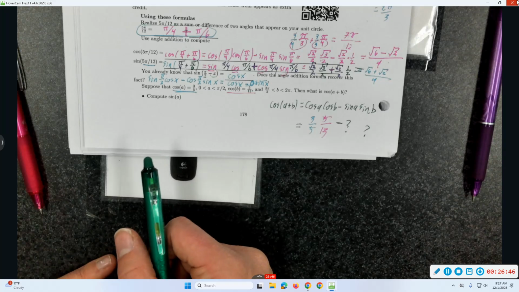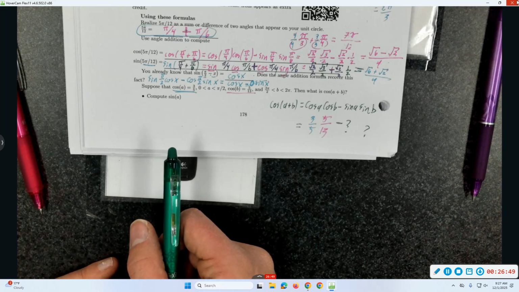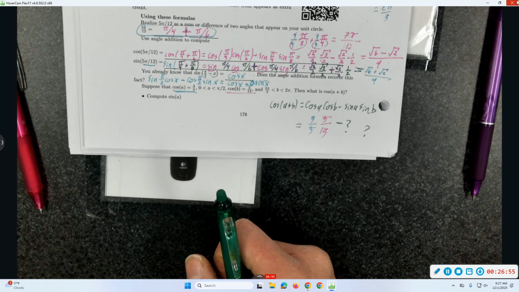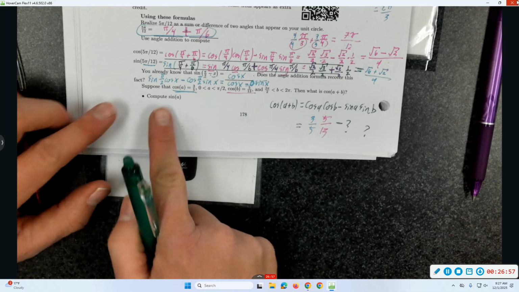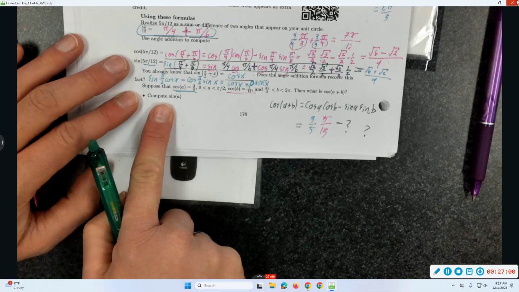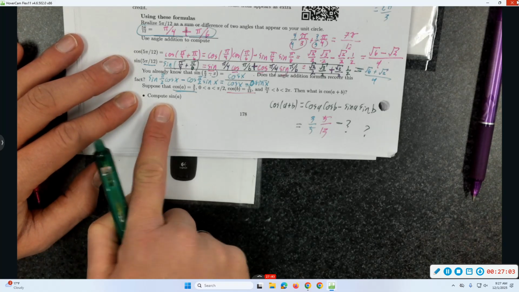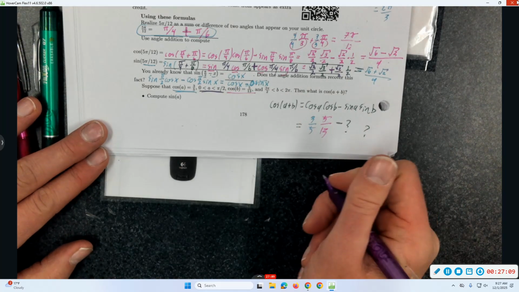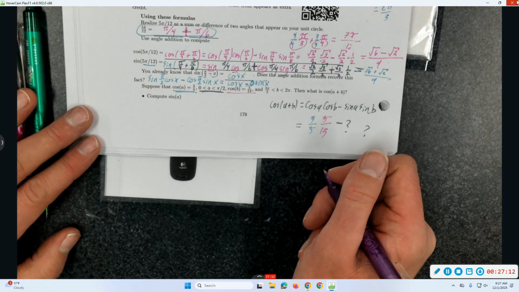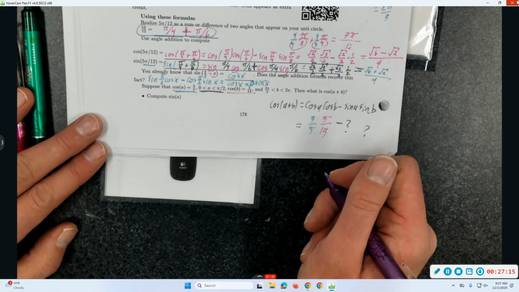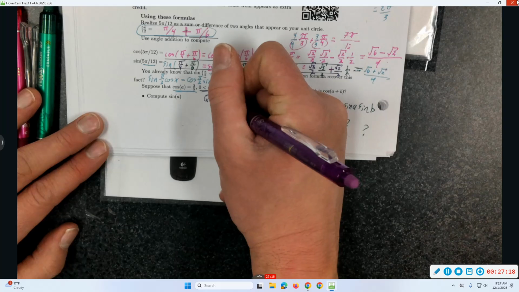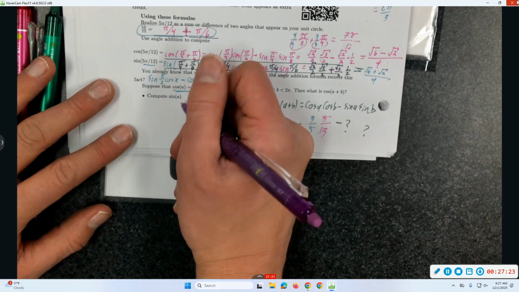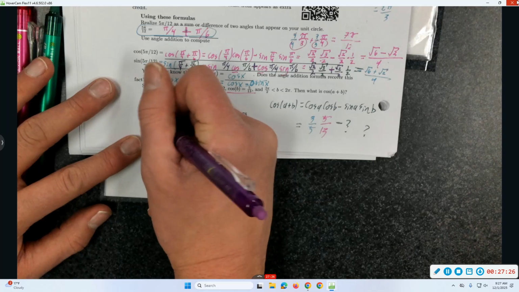How do you figure out sine of A if you know cosine of A? Pythagorean identity. And then you also need to worry about what quadrant it's in. Well, we're about to do sine of B on the next page, so let's do sine of A together. A is in between 0 and pi over 2. So what quadrant is that in? Yeah, quadrant 1. So I expect sine of A to be positive.